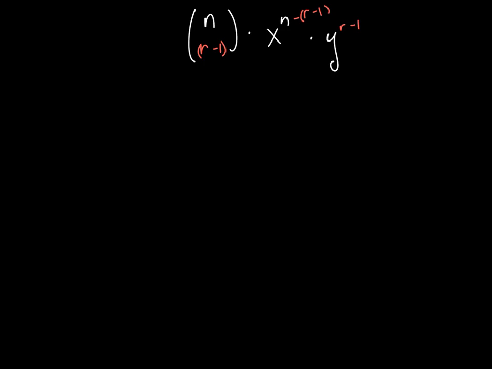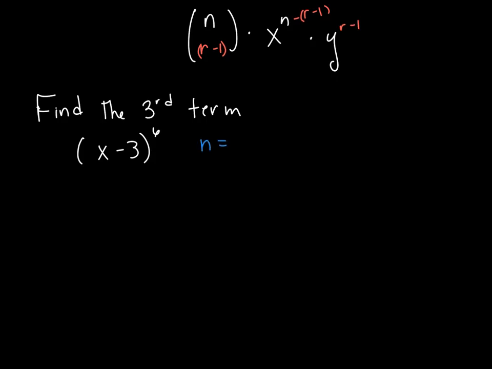So I just have the formula for our binomial expansion at the top. And now we're going to go through and do that same thing again. We're going to try another example. So I want to go ahead and find the 3rd term of x minus 3 to the 6th power. So I start off with this, n is equal to 6. r is equal to 3 because I'm looking for the 3rd term.